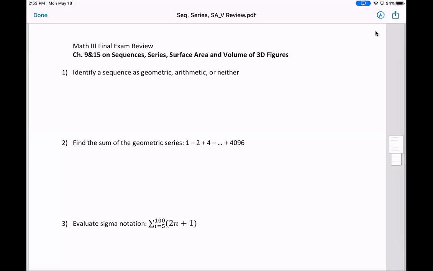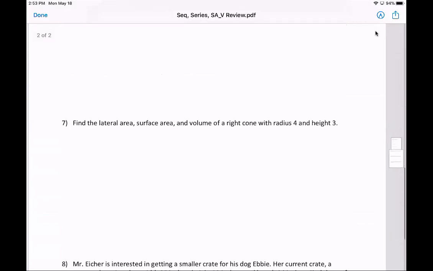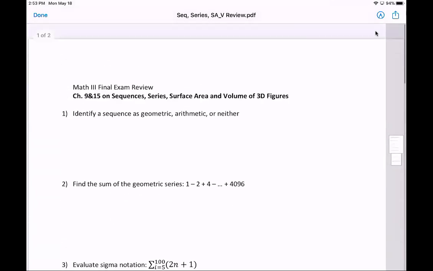This should be pretty fresh. It was just a week or two ago that we were talking about sequences and series and three-dimensional figures. So my plan in this first page, we'll look at some stuff that we'd like you to know about sequences and series. And then in the next video, we'll look at the next page, which is about three-dimensional figures.